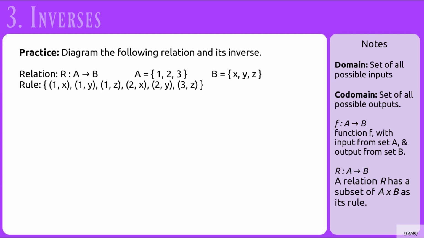So let's practice. Diagram the following relation and its inverse. So we have the relation R from A to B. A is 1, 2, 3, B is X, Y, Z, and the rule is 1 to X, 1 to Y, 1 to Z, 2 to X, 2 to Y, and 3 to Z.